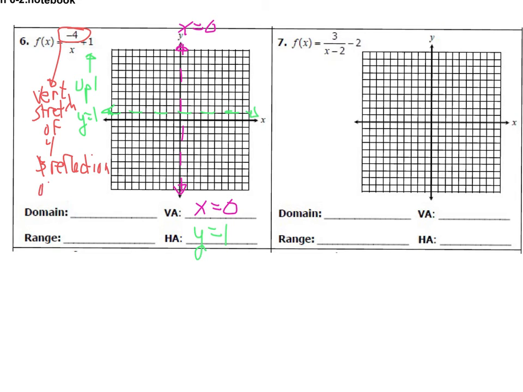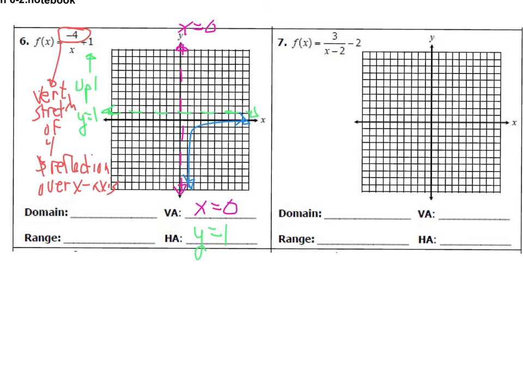Over the x-axis. Okay? So what's going to happen is, instead of our branches being here, this branch is going to get reflected over the x-axis. So if I have a point up here, it's going to end up down here. If I have a point here, it's going to end up here. So my branch is going to go in this direction. I know I'm going to have a branch here, and I'm just hugging those asymptotes.